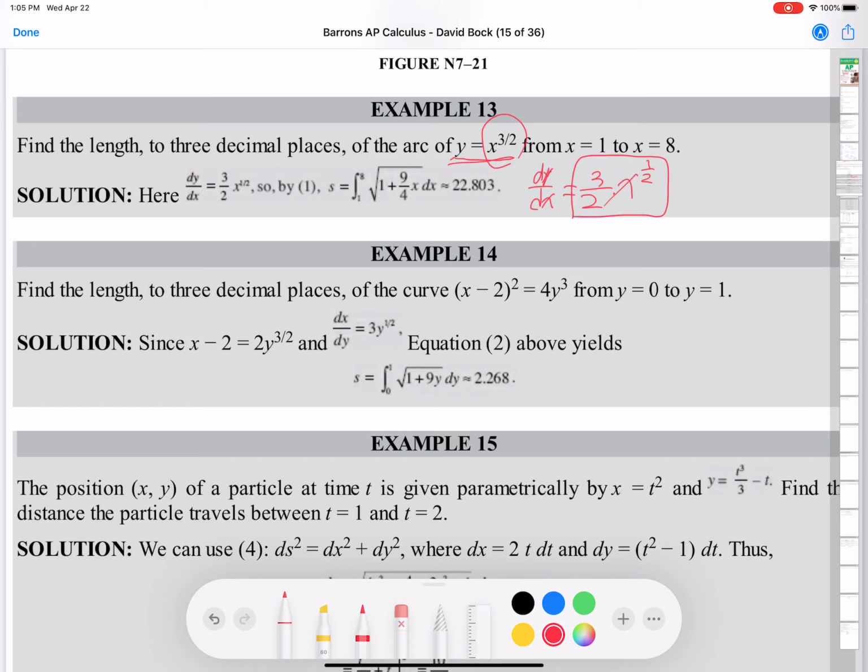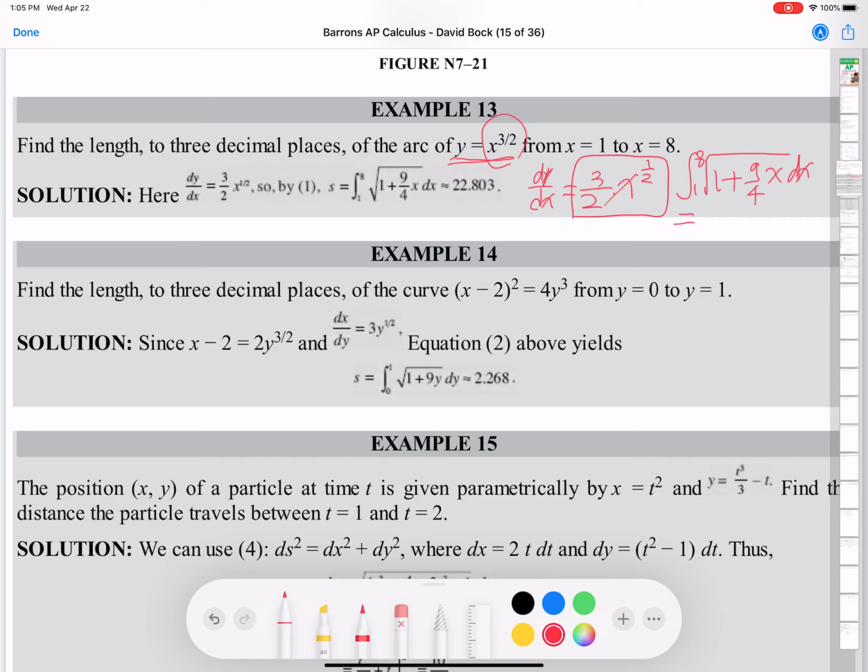Is dy over dx. So by the formula, integral 1 to 8, a to b, square root of 1 plus the square of that derivative part. 3 over 2 squared is 9 over 4. And then x to the half power squared is just x. 1 half times 2 is 1. So x dx. If you find that value, that's the answer.